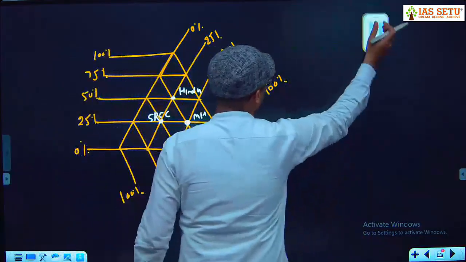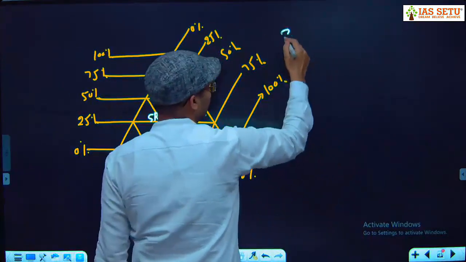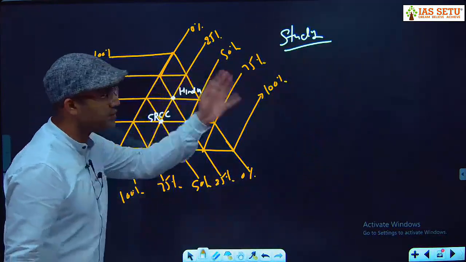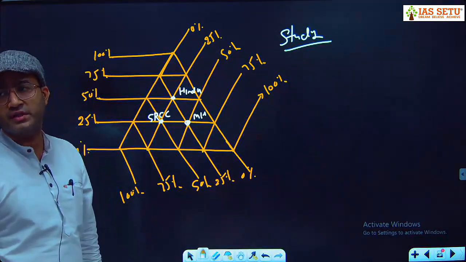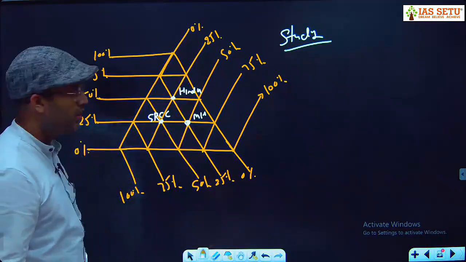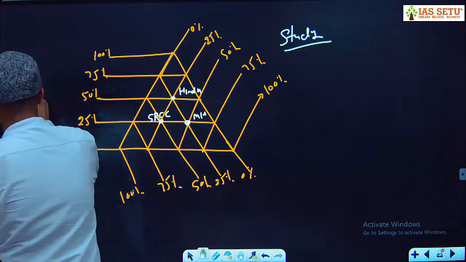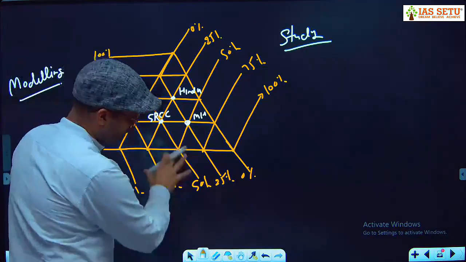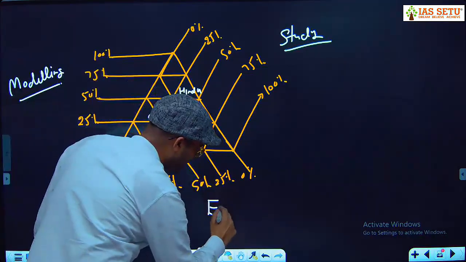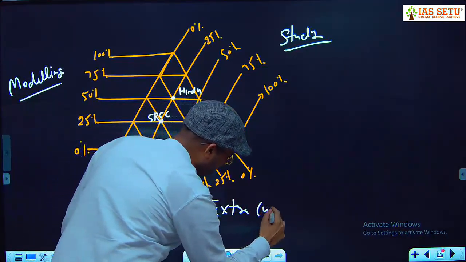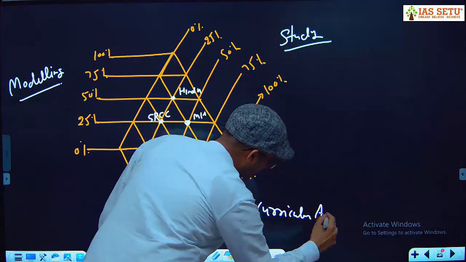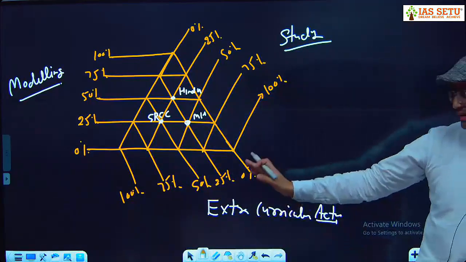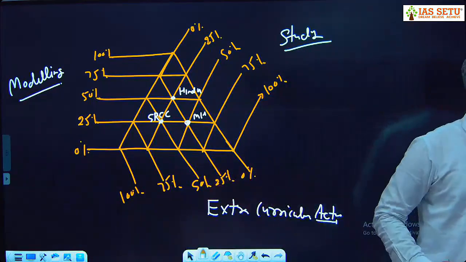Here, this side represents the field of study. Those who are interested in study. We have to see, like in Hindu College, what percentage of students are interested in study? This scale is for study. Here, this represents modeling, those who are interested in modeling. Here, this third scale is for extracurricular activities. By extracurricular activities, I mean singing, dancing, not other activities. Okay, this is your extracurricular activity scale.